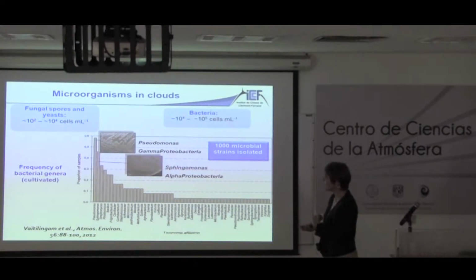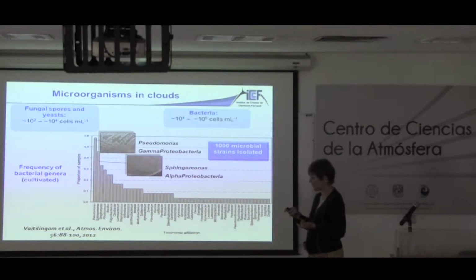And so we have been collecting these bacteria, and now we have a big collection of them. We have about 1,000 strains in the lab, in our collection, and this is very useful when we want to do experiments in the lab. We can use these bacteria as a model of what exists in the cloud.